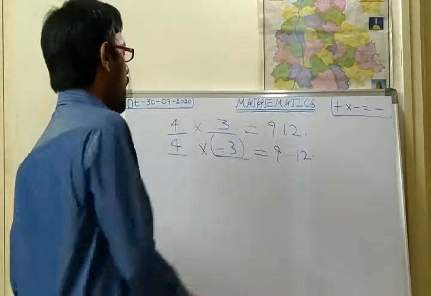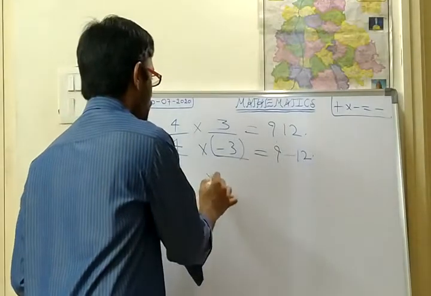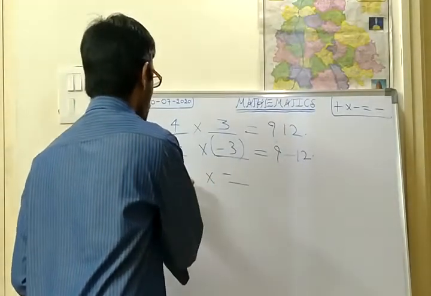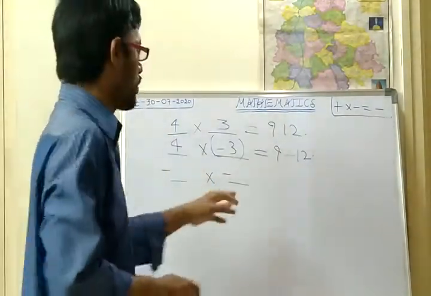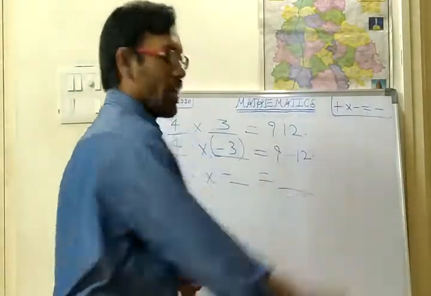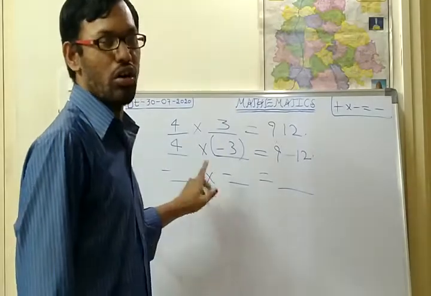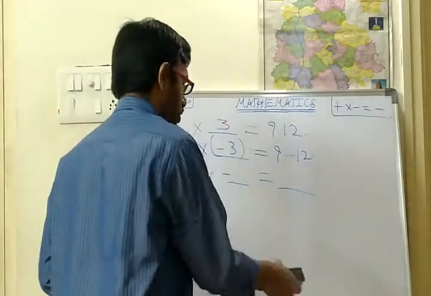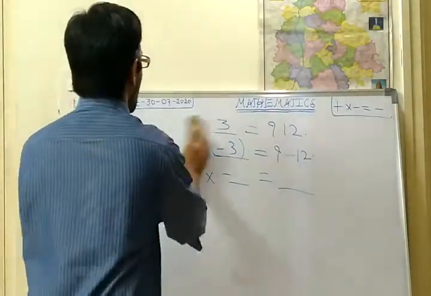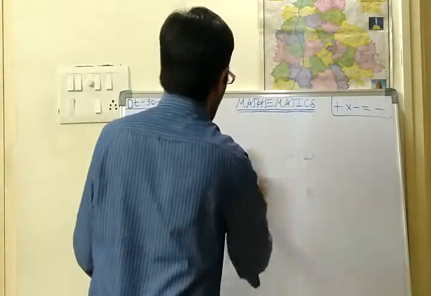Suppose there are two negative integers. What will happen to the result? We shall see that in today's class. This is also the same, product only. Product means multiplication only, we shall see.